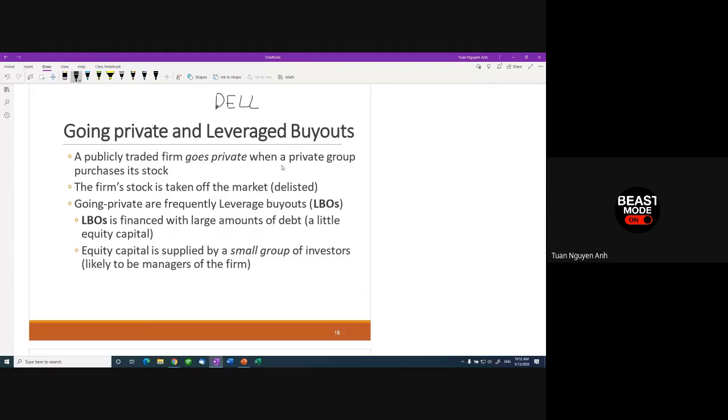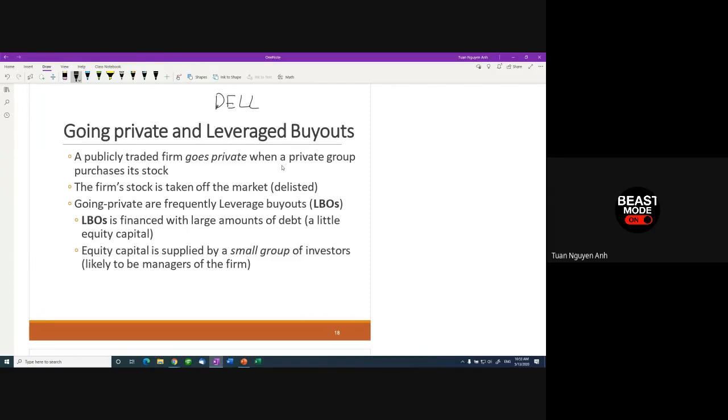So when a private group, a small number of shareholders, buys the stock from all of these shareholders on the market, the company goes from public to private, and of course they will delist, because if you want to list on the exchange, you have to be a public company. That is going private.